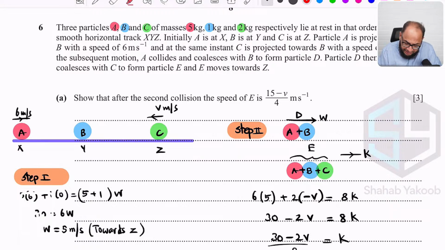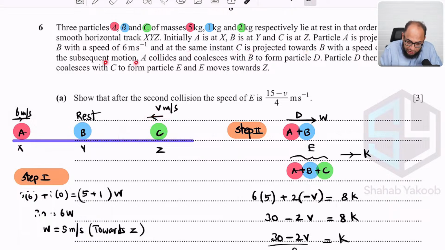Now, it says 3 particles, and I've colored it A, B, C, red and blue and green, of masses 5, 1, 2, respectively, lie in that order on a straight, smooth, horizontal track XYZ. Initially, A is at X, B is at Y, C is at Z. Now they all are at rest. So let me write that over here. This is initially at rest. Particle A is projected towards B with a speed of 6 meters per second. And at the same instant, C is projected towards B. So C is going this way with a speed of V meter per second.